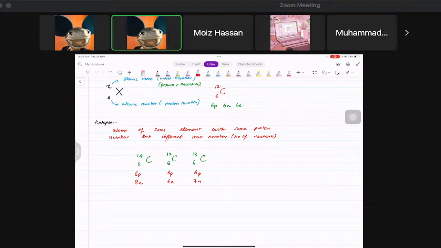Now the most stable form of an isotope is basically written in the periodic table. In physics we don't use the periodic table, so you don't have to worry about that.